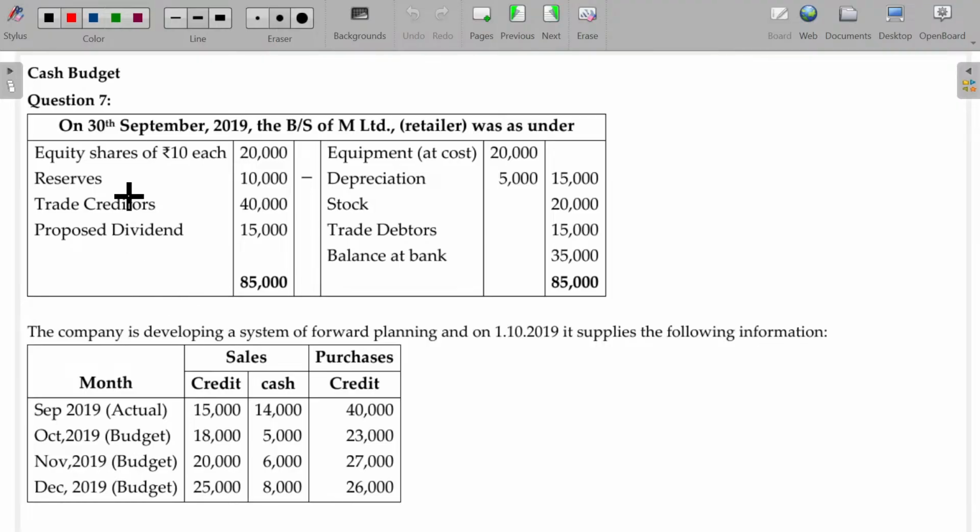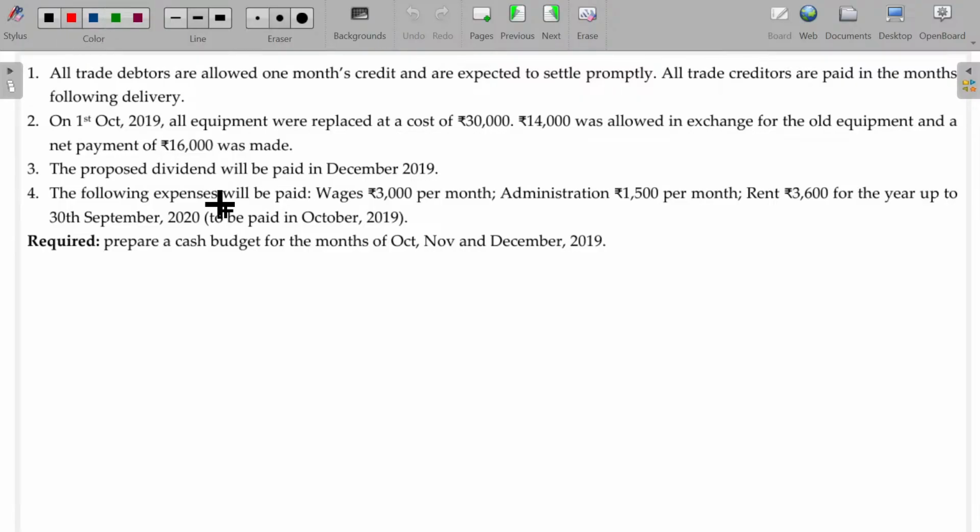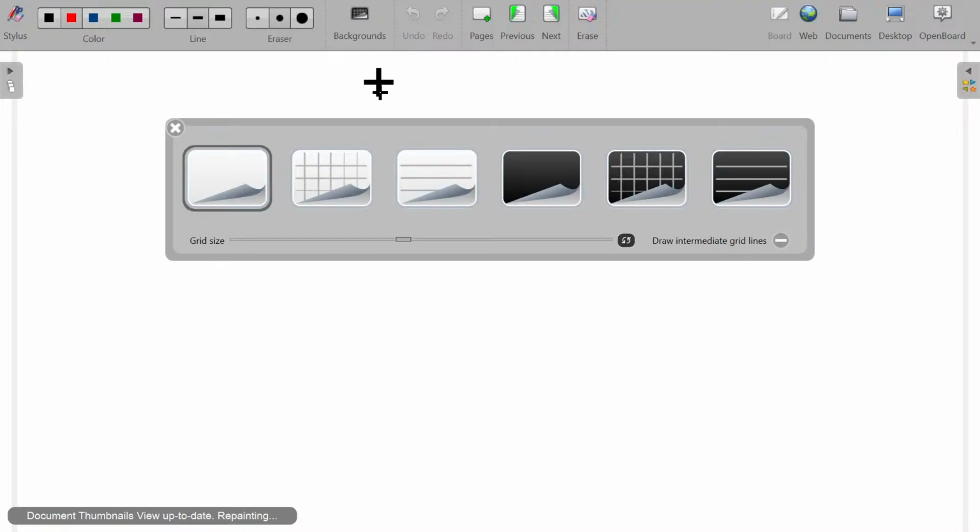Here is a balance sheet, and the company is developing a system of forward planning, and on 1/10/2019 it supplies the following information. There is cash sales and credit sales, purchases. In case of cash sales, you get the money immediately. In case of credit sales, you will get the money only after the credit period, subject to bad debt loss also. Is that okay? So prepare cash budget for the months October, November, December.